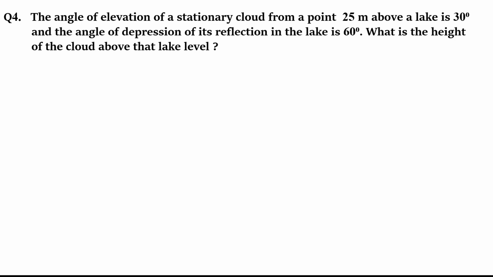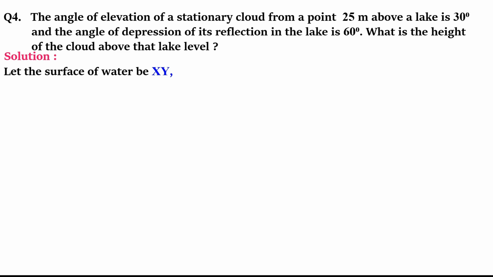Now the next question is question number 4. The angle of elevation of a stationary cloud from a point 25 meters above a lake is 30 degrees. After reading only the first line, I have understood that there is a lake in this question and the point of observation is a point which is 25 meters above the lake. So we have to place the observation point 25 meters above the lake, and what we are observing is a stationary cloud. So let's start with the question.